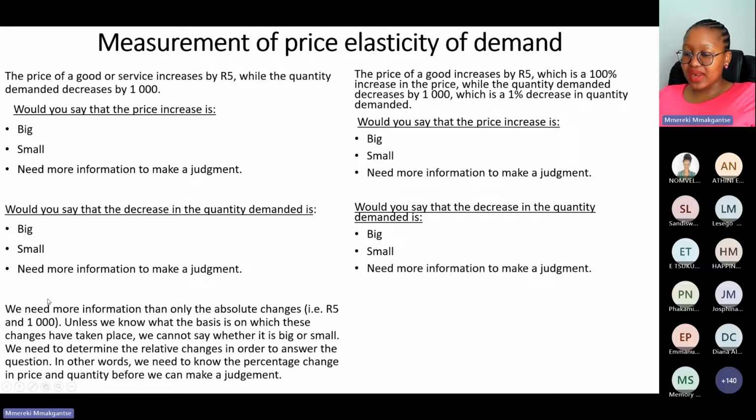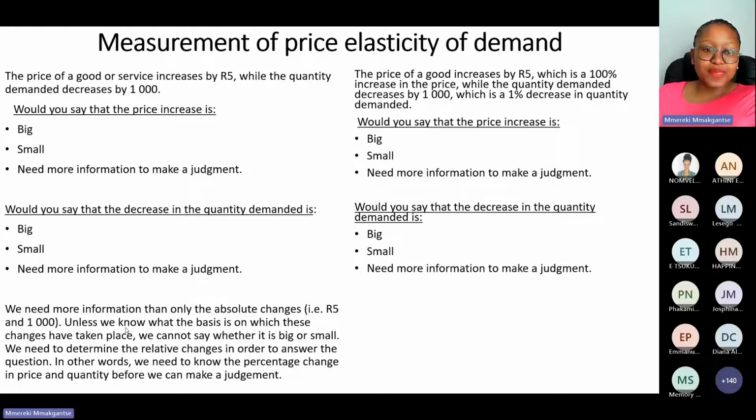So the correct answer is that we need more information than just knowing the absolute change, unless we know what the basis is on which these changes have taken place. We cannot say whether it is big or small. We need to determine the relative changes in order to answer the question. In other words, we need to know the percentage change in price and quantity before we make the judgment.